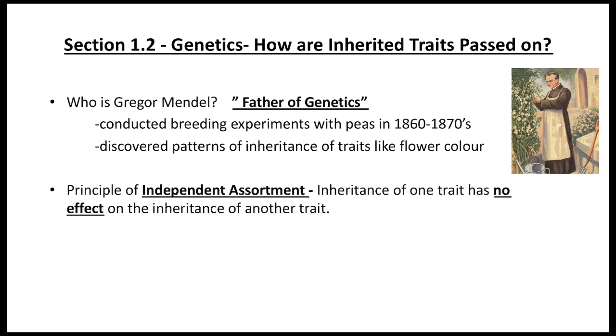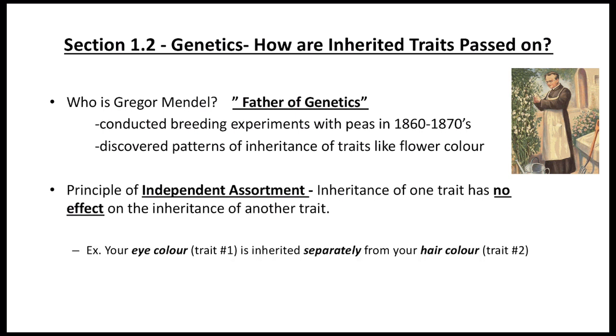What came out of his experiments was what is called the principle of independent assortment. The principle of independent assortment states that inheritance of one trait has no effect on the inheritance of another trait. For example, if eye color is trait number 1, it is inherited separately from your hair color, which is trait 2. So you have combinations that are more likely to go together.